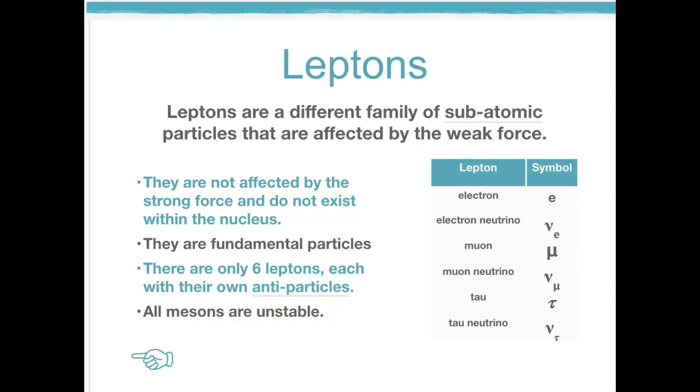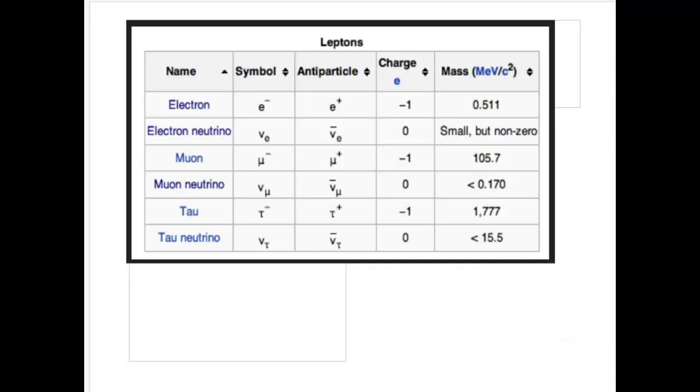Okay, so if I show you the properties of the lepton, what we have is a charge associated with them. So the electron is a -1. An electron neutrino has no charge. A muon has a charge of -1. The muon neutrino has no charge. And tau has a charge of -1. There we go. And the tau neutrino has no charge at all.